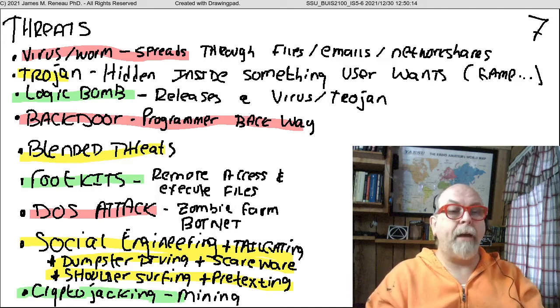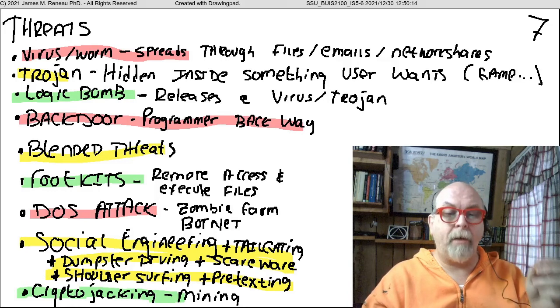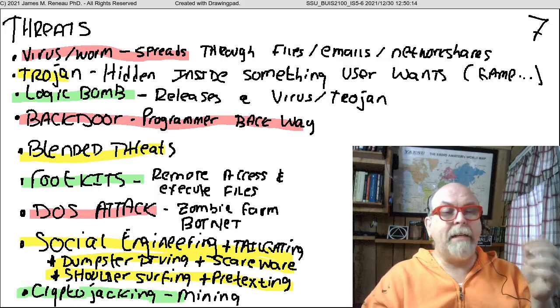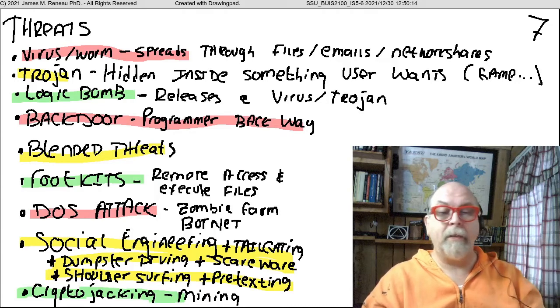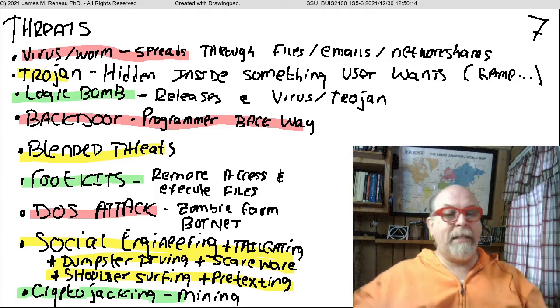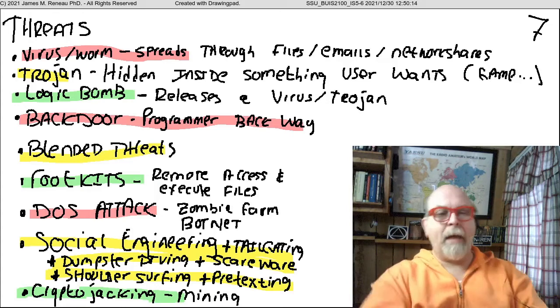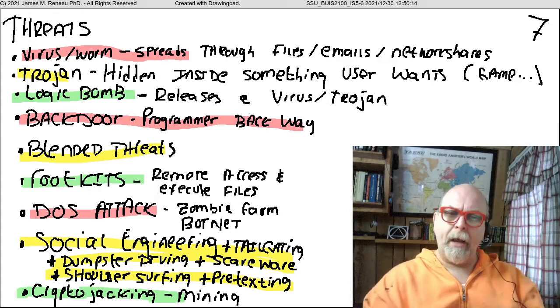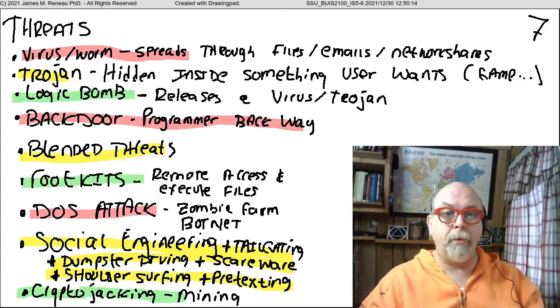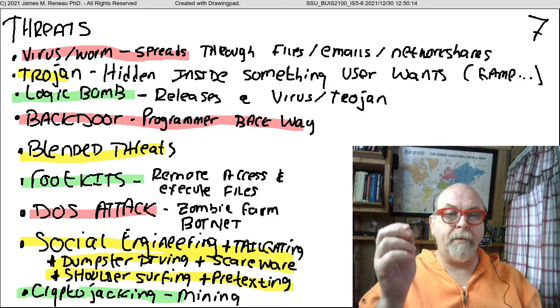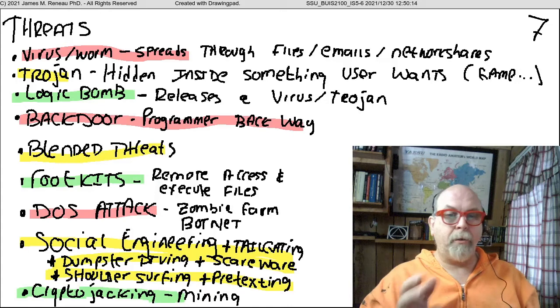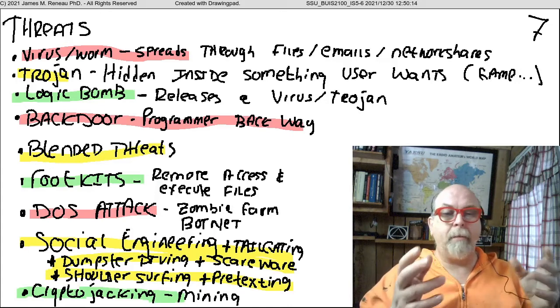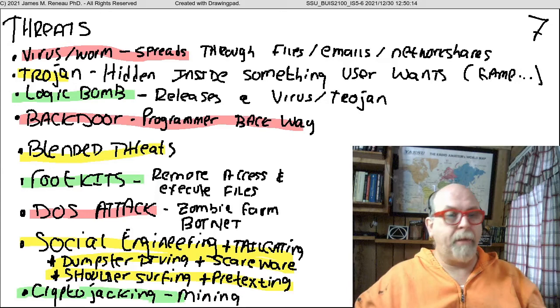So let's talk about a Trojan. A Trojan is a piece of malware, a piece of bad software that's hidden inside something a user wants. For instance, you get an email saying, hey, download this game. Well, you download the game, you run it, and it puts a piece of malicious software on your computer, a piece of spyware, a piece of adware, a piece of something else on your computer that violates network security, that can potentially be a keylogger or something of that sort.